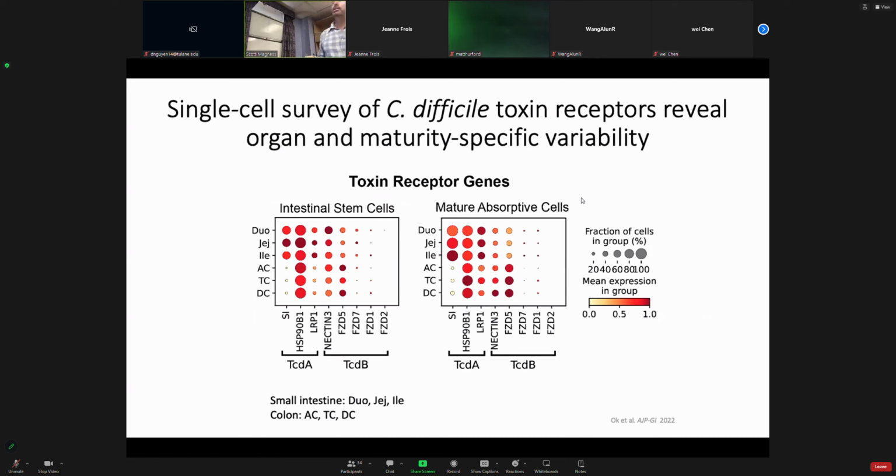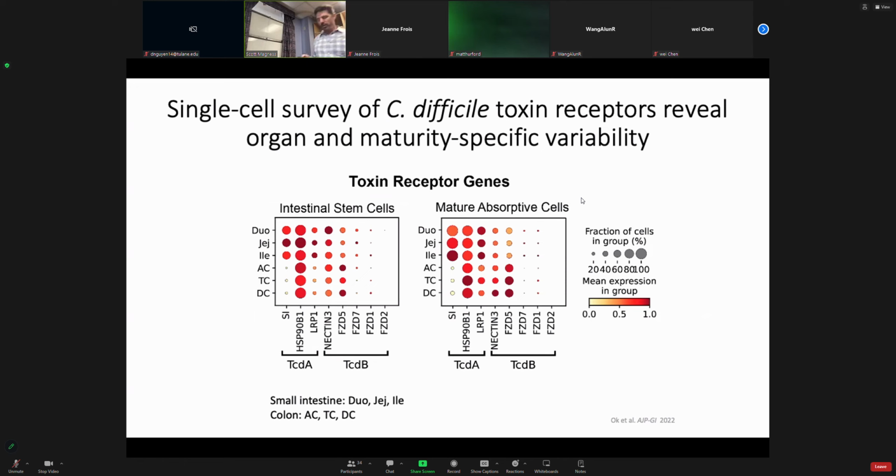diff? And so we used our single cell sequencing data set, and we looked at both intestinal stem cells and mature absorptive cells. These are on the y-axis here. You can see from the three regions of the small intestine and 3 regions of the colon, both in the stem cells and the mature absorptive cells on the right. And you can see that the receptors are largely there, but at different levels.